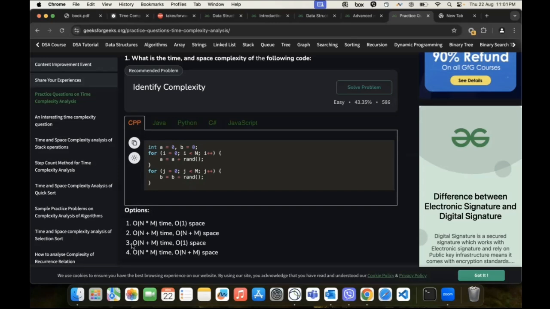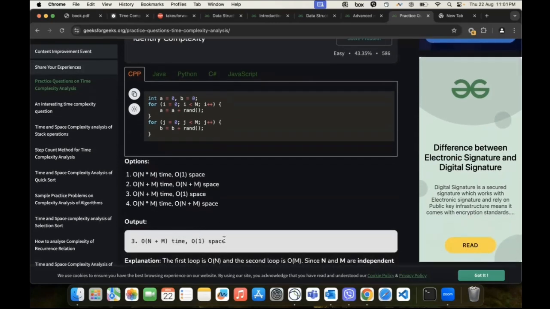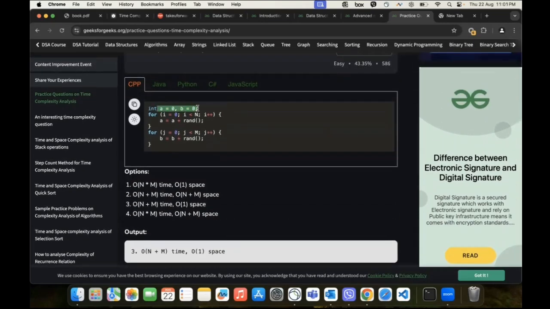So for this one, the third option is correct: n plus m, and order of one for the space. Space is 1 because only single integer variables are being updated, so they are constant.